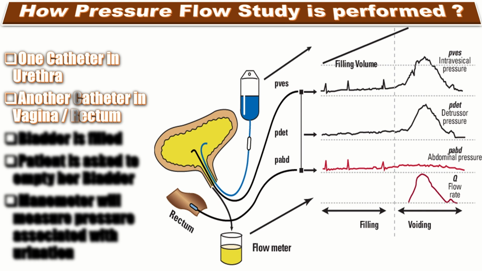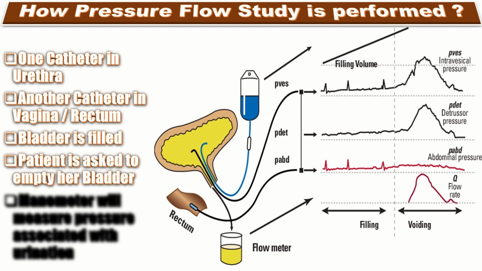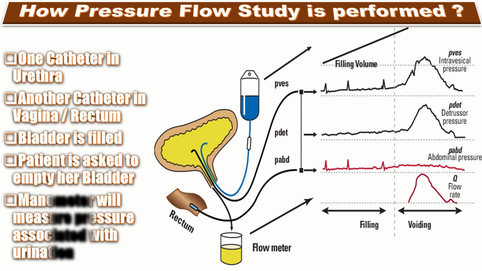Another small pressure measuring catheter may already have been inserted into her rectum. In addition, she will have a full bladder, which is filled with sterile water or saline solution as part of the cystometric test. The pressure flow test begins when the patient is asked to empty her bladder in a special toilet with the catheter in place. The manometer will measure how well the bladder muscles work by detecting the pressures associated with the flow of urine.